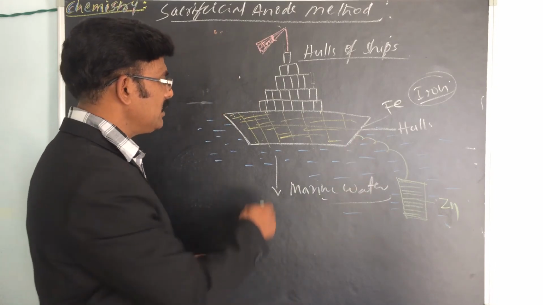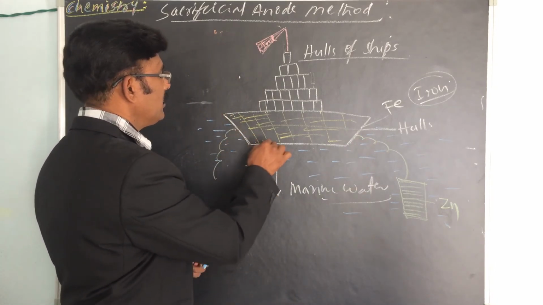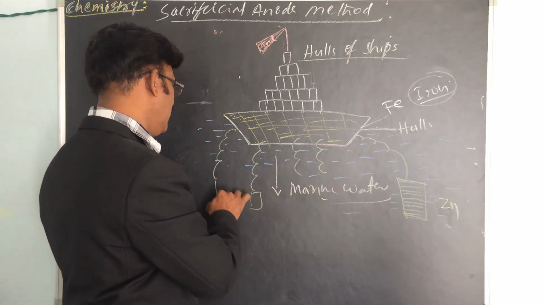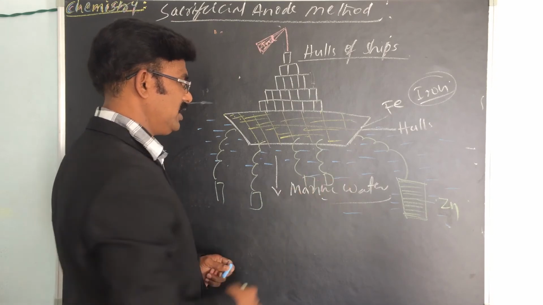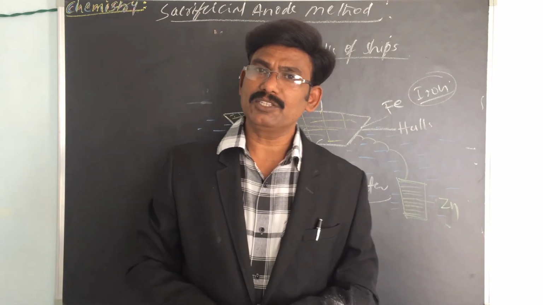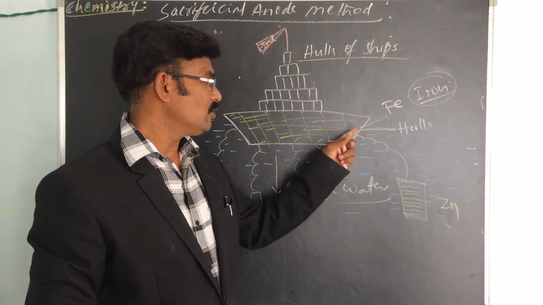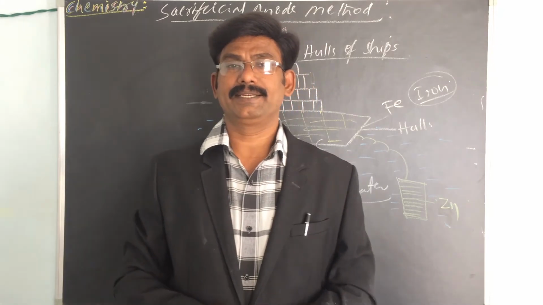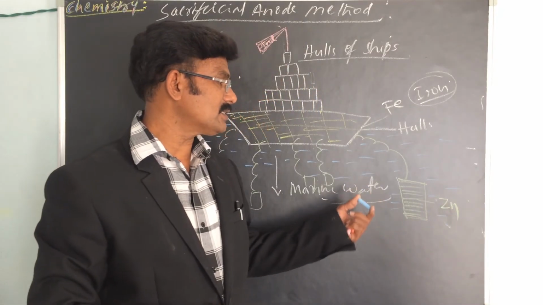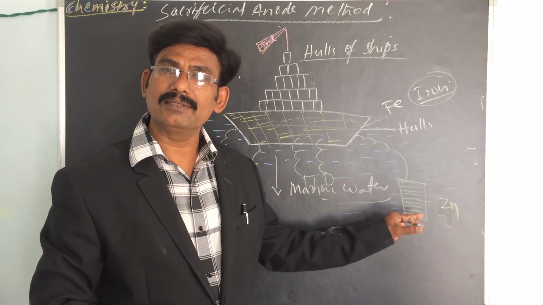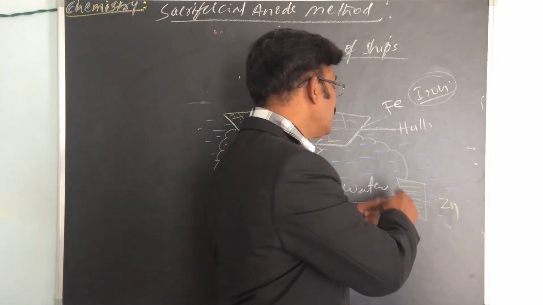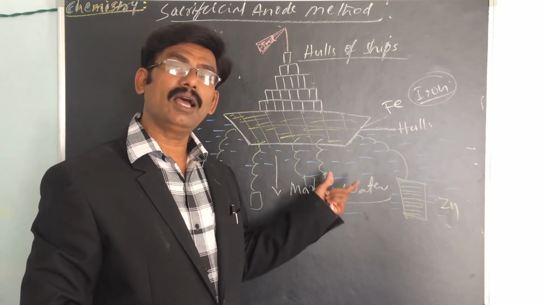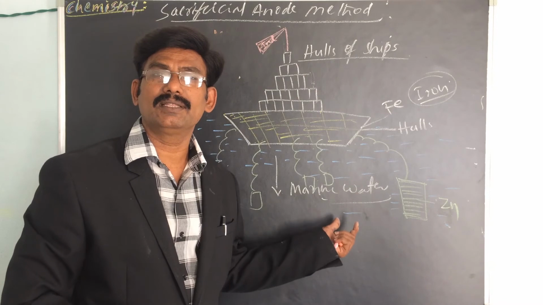So we have to connect zinc plates everywhere like this. Zinc plates should be connected through a wire to the hull of the ship. So the hull will be protected. Which one gets rusted? Here, this plate gets slowly rusted. After that, we remove the used plate, add a new plate, and connect it. This is how they are used on ships.